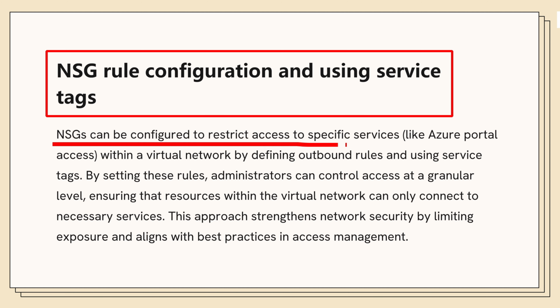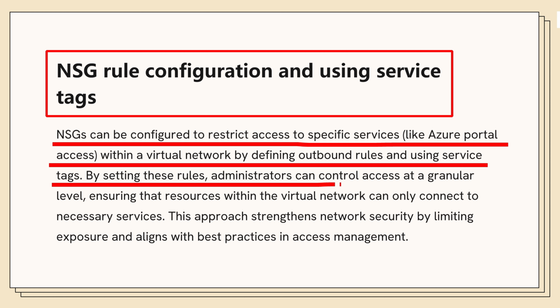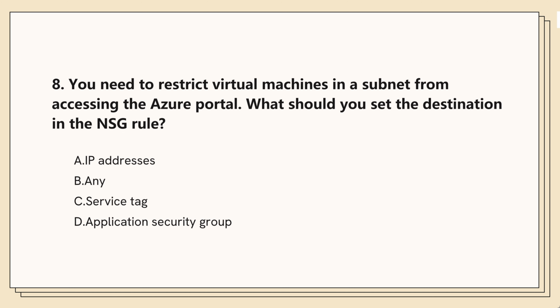With NSGs, you can block or allow traffic to certain Azure services, like the Azure portal, using service tags. This helps you control exactly what can connect to your resources in the network, enhancing security. Requires manual entry, which is less efficient. Would block too much, disrupting access to other services.